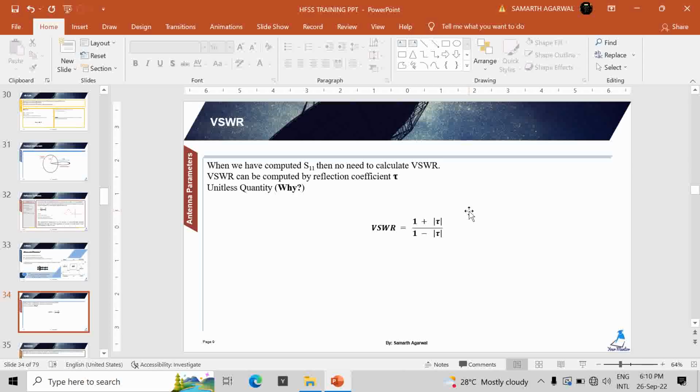Now it is a unitless quantity. Why is it a unitless quantity? If you say voltage standing wave ratio means maximum voltage to minimum voltage, sorry, minimum voltage to maximum voltage, so all are voltages only. That's why it is a unitless quantity.